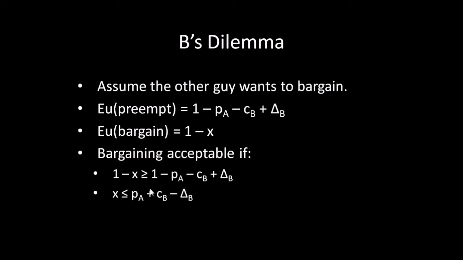Well, that's when 1 minus X is greater than or equal to 1 minus PA minus CB plus delta. Again, it's just coming from these two things right here. And so if we solve for X, as long as X is less than or equal to PA plus CB minus delta B, then B is willing to bargain. Essentially, A can receive no more than that amount for B to be happy with the remainder.